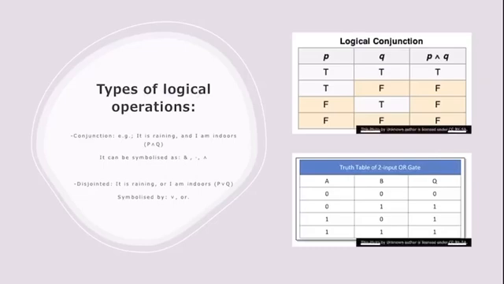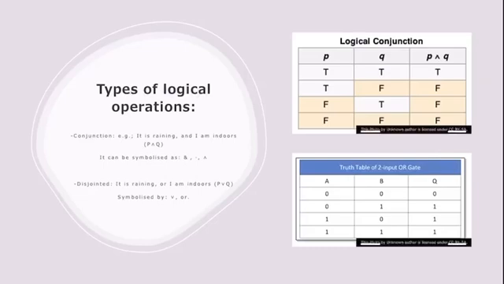Some types of logical operations include the conjunction. To indicate that both propositions must be true, this logical operation is only interested in both of them succeeding. An example is listed here. It is raining and I am indoors, represented by P, with an upside down V representing and, Q. It can also be symbolized as any of the following symbols.